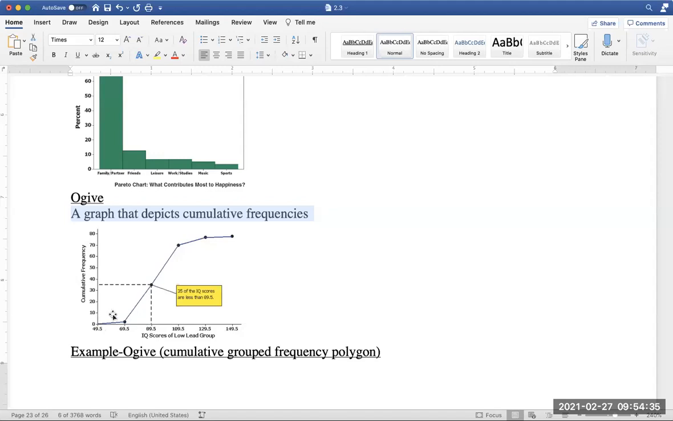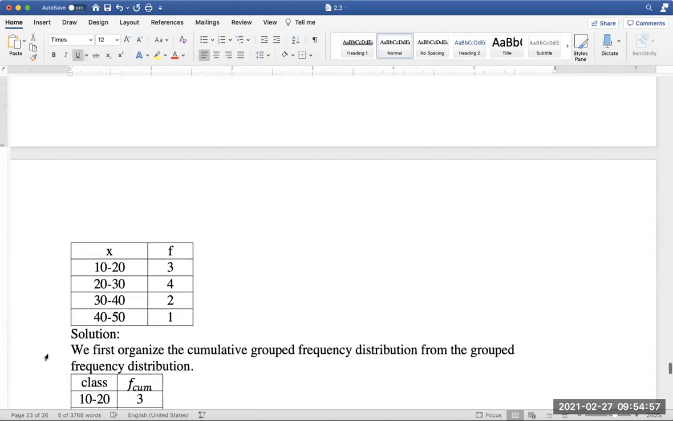So here's an example. Here are your cumulative frequencies. You go from 49.5 to 69.5, and then you're at 35, 70, and you peter out around 80-ish. So it looks something like this. Let me give you an example of an ogive.